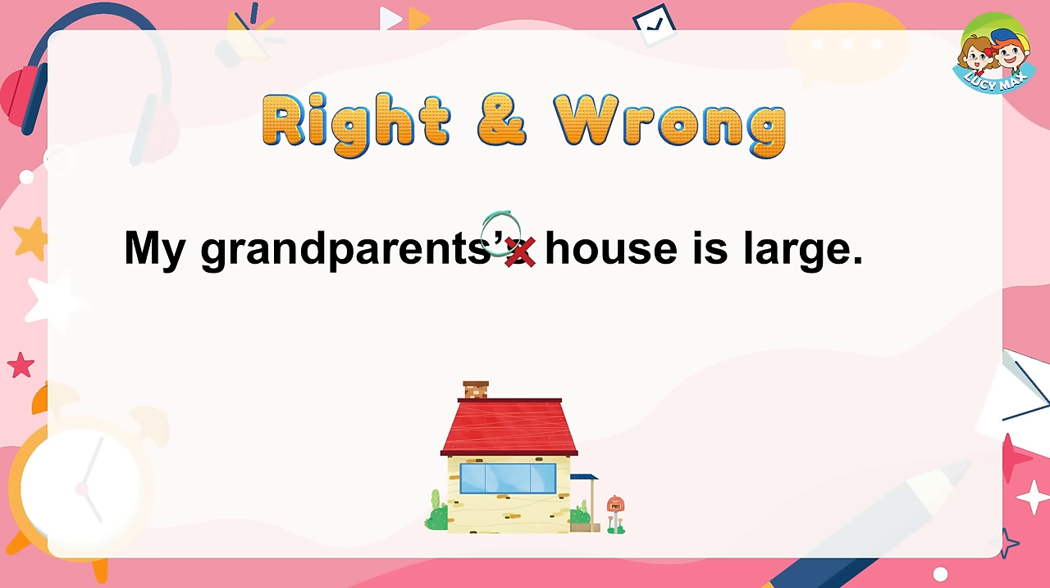I dance in the living room. The word dance is a verb. There is no S, because the pronoun is I. She dances in the living room. Dances has an S, because the pronoun is she. She dances.